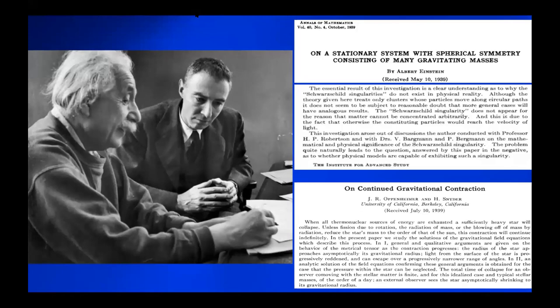I will just focus not on all relativistic astrophysics, but on the concept of gravitational collapse, and remind two papers: one on May 10, 1939, by Albert Einstein, where he studied the stationary system of spherically symmetric self-gravitating mass, and the paper a few days later of Oppenheimer and Snyder looking at the gravitational collapse when an object reaches close to the Schwarzschild radius. And of course, all the things that we have learned, the fact that the light from the surface of the star is progressively reddened and escapes over a progressively narrow range of angles.